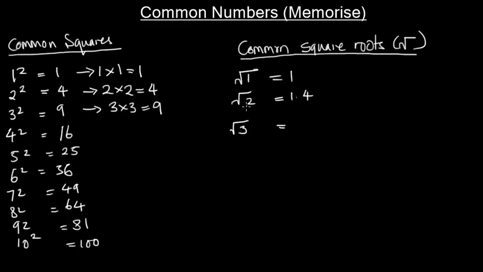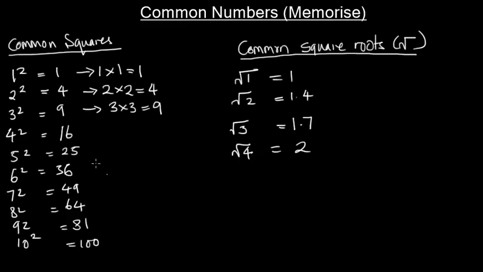The square root of 1 is 1, the square root of 2 is 1.4, the square root of 3 is 1.7, and the square root of 4 is 2. Other than that, I wouldn't worry too much about it.